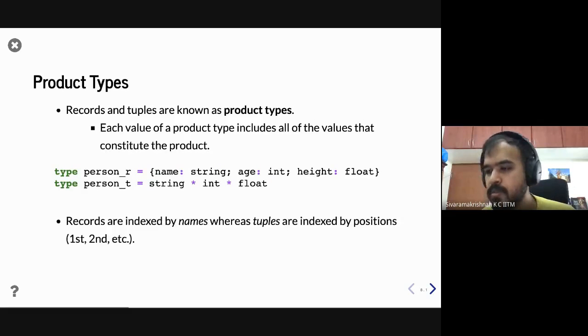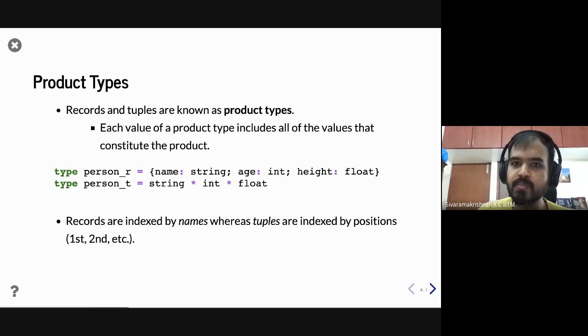Okay, so we've seen two things so far, right? We've seen tuples and we've seen records. And if you take a step back and stare at them, they're actually the same thing. They're both what are known as product types. A value of a product type is one where we include each of the values in the constituents of the product, right? So let me make it more concrete.